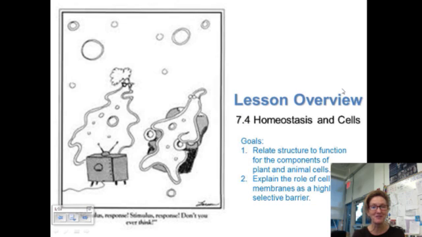It's very practical for what we're talking about right now. It says, let me get this off of here, right here. Stimulus response, stimulus response. Don't you ever think? Perfect for what we're talking about for homeostasis in cells.